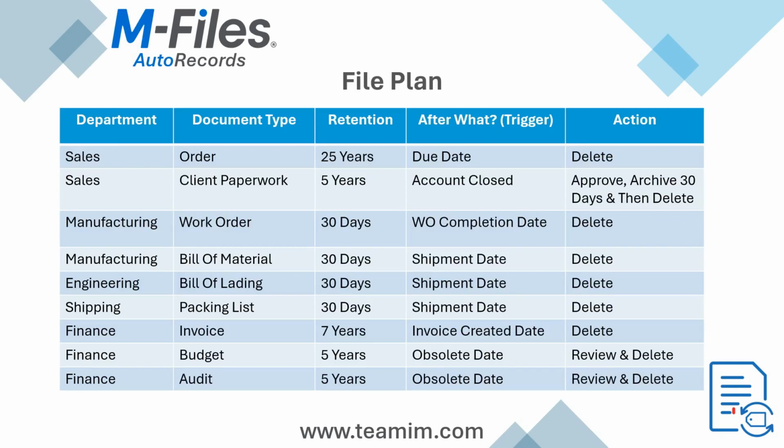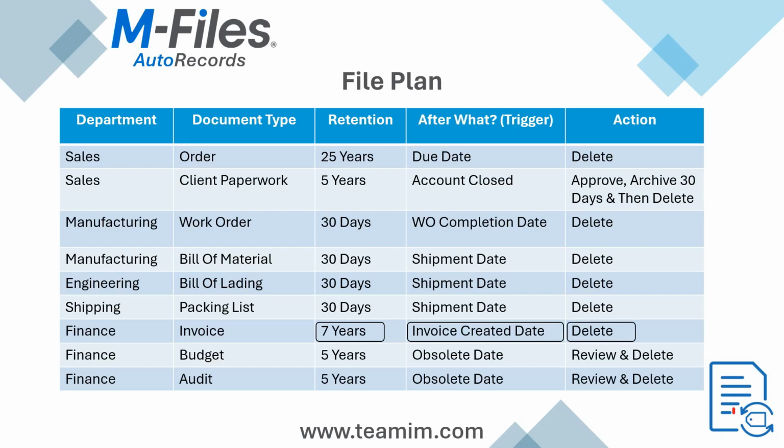When setting up categories of retention, ultimately we need to know three important pieces of information. After what event, how long do we wait, and what do we do? Using the invoice as our example, after the invoice is created, we wait 7 years, and now our latest piece of information tells us that we delete the invoice.